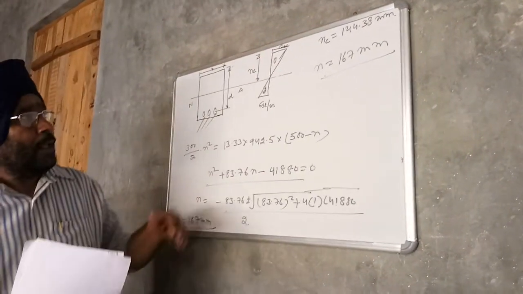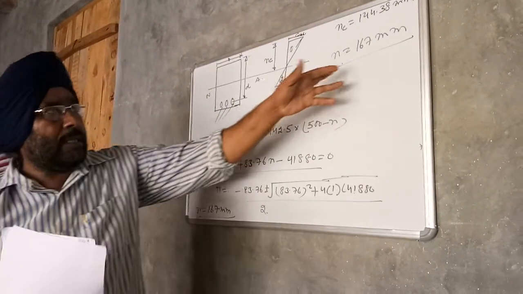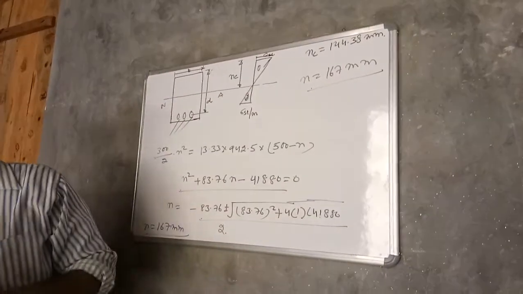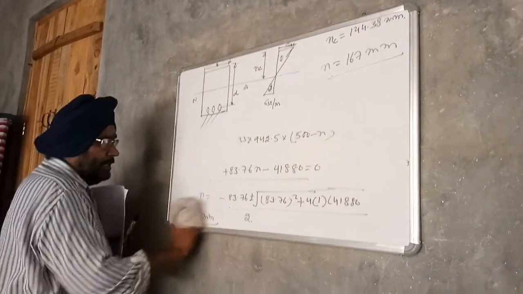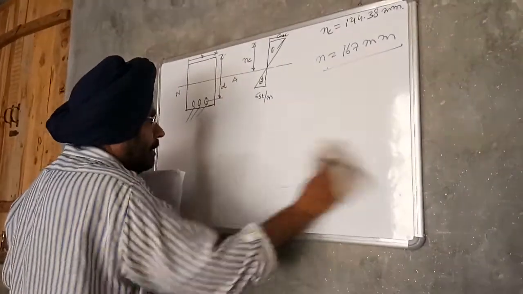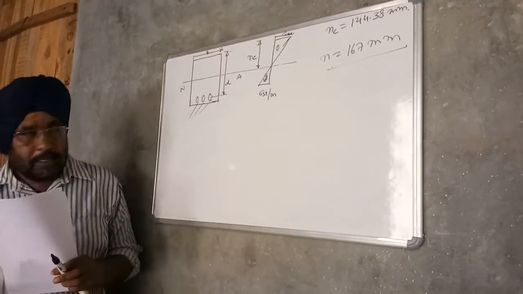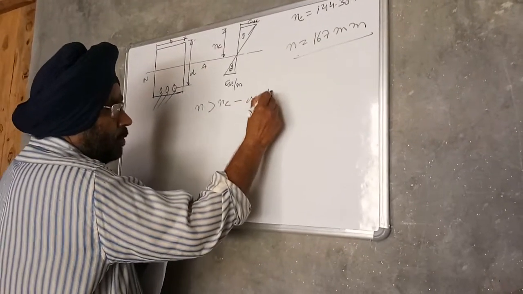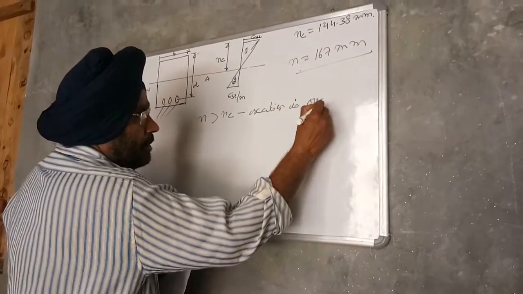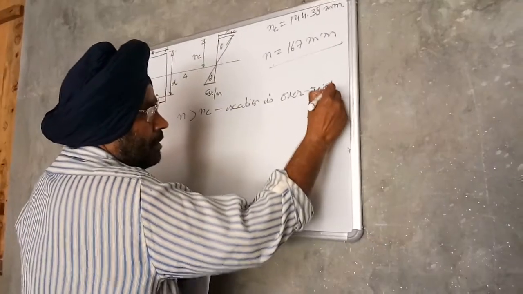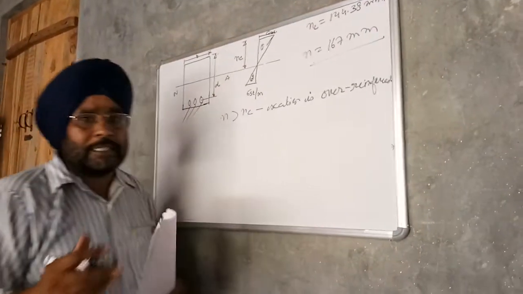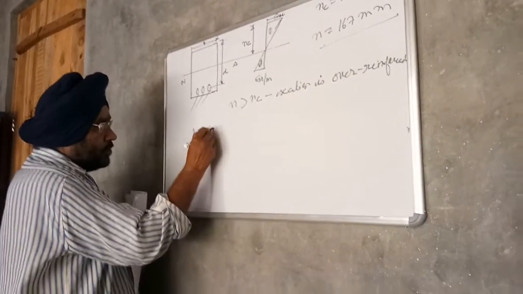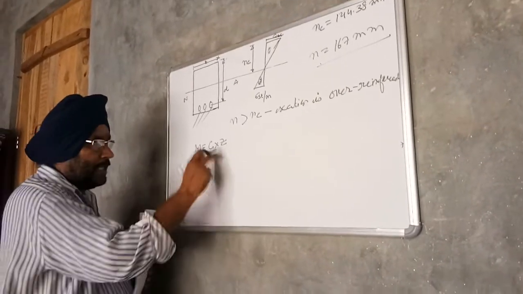So the depth of the actual neutral axis n is 167 millimeter. N is more than nc, because the depth of the critical neutral axis is 144.38. N is more than nc, it means the section is over reinforced. In the over reinforced section, the moment of resistance is governed by concrete. So M is equal to Cz, where C is the total compressive force and Z is the lever arm.